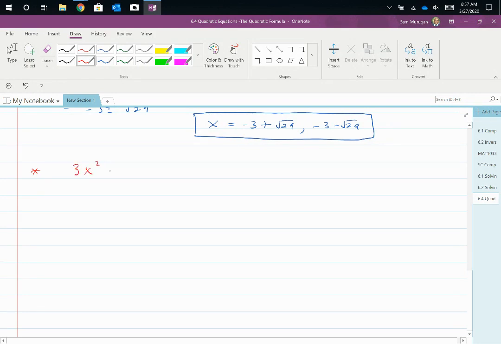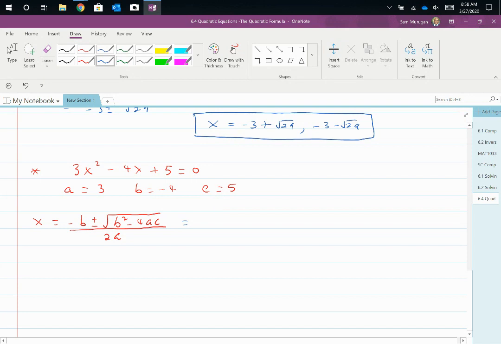3x squared minus 4x plus 5 is equal to 0. So a is equal to 3, b is equal to -4, and c is equal to +5. x is equal to -b plus or minus the square root of b squared minus 4ac, over 2a.